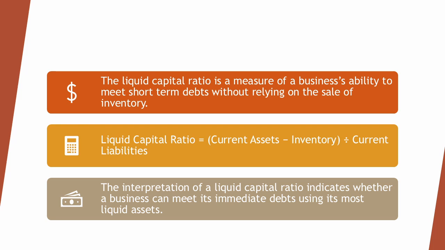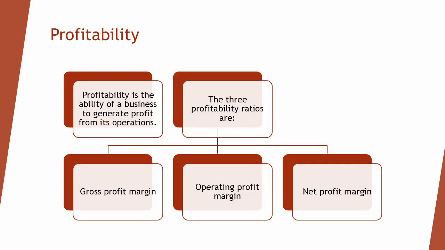The interpretation of a liquid capital ratio indicates whether a business can meet its immediate debts using its most liquid assets. Profitability. Profitability is the ability of a business to generate profit from its operations. The three profitability ratios are the gross profit margin, operating profit margin, and net profit margin.